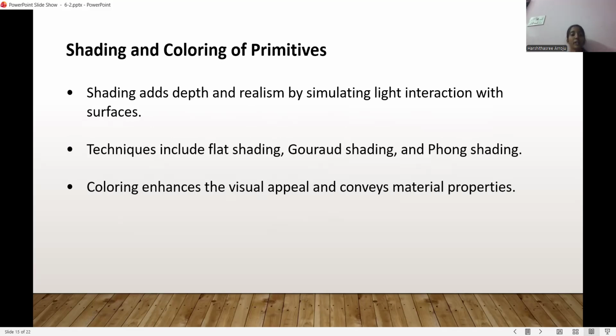Shading and coloring of primitives. Shading adds depth and realism by simulating light interaction with surfaces.